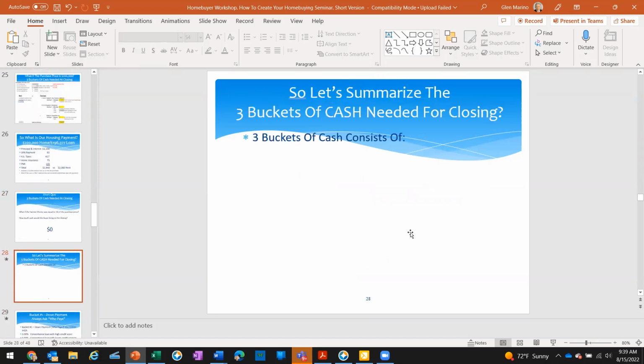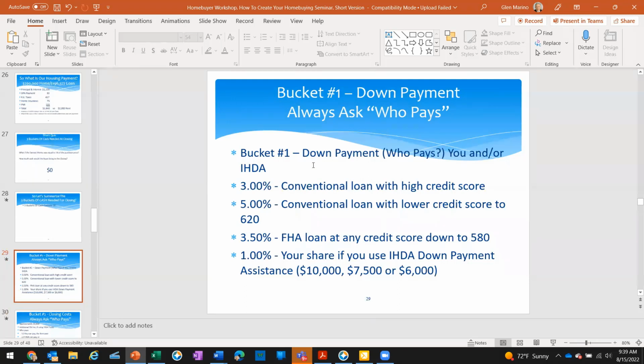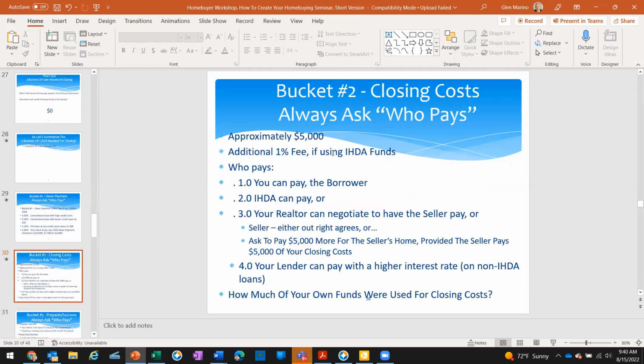So let's summarize the 3 buckets of cash. Bucket number 1, down payment. Always ask who pays. You, the borrower, can pay, or IDA can pay. On a conventional loan with high credit, it's a 3% down payment program. Conventional with lower credit, it's 5%. On FHA, scores down to 580, it's 3.5%. Or you can do 1% as your share if you use the IDA down payment assistance of up to $10,000.